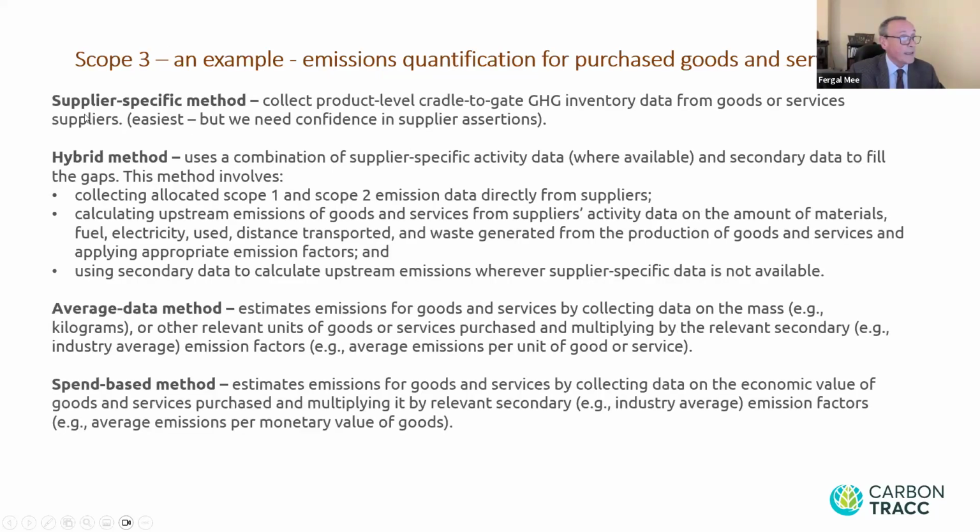Emissions quantification: we can get data from our supplier. We can get supplier supplied data and maybe secondary data from public databases. Average data method estimates emissions of goods by collecting data on the mass or weight and then spend. We can work out our Scope 3 emissions using certain enhanced environmental input-output models, such as produced by Yale University and the Journal of Industrial Ecology, who produce free models.